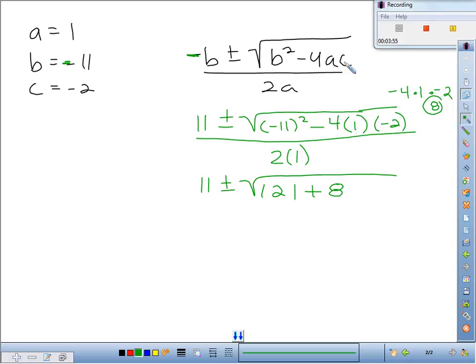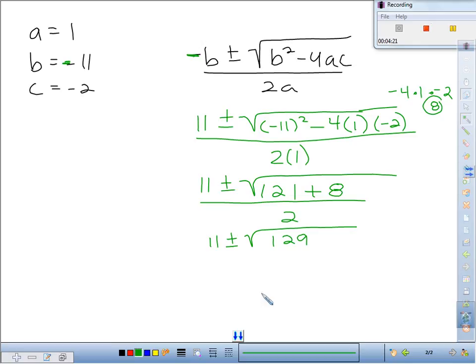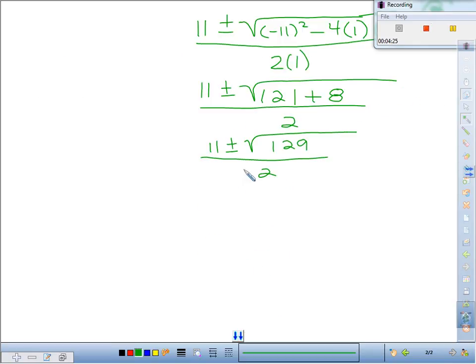Because they're 2 different letters, you can multiply those 3 things in any order you want. So now that I got the bottom, that's easy enough. Just 2, because 2 times 1. See it right? 2 times 1 is 2. So I got an 11 plus or minus. I'm still in the square root. Isn't 121 plus 8 is 129? Draw my line, put my 2 under it. Let's scroll up a little bit here. That plus or minus is going to give us our 2 answers. I do need a decimal for the square root of 129.